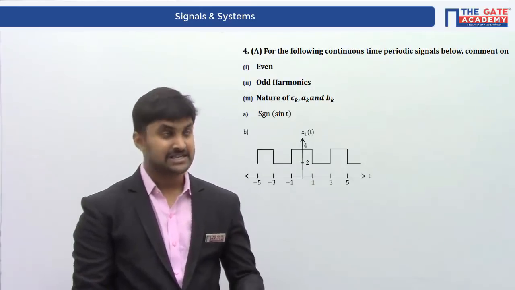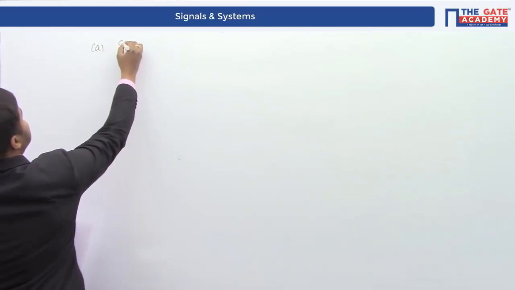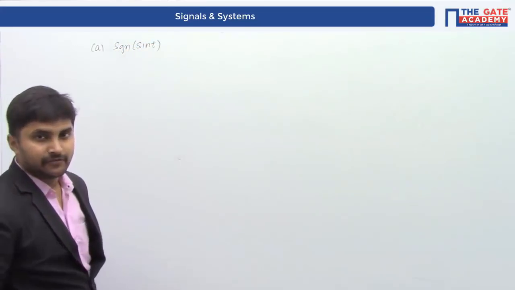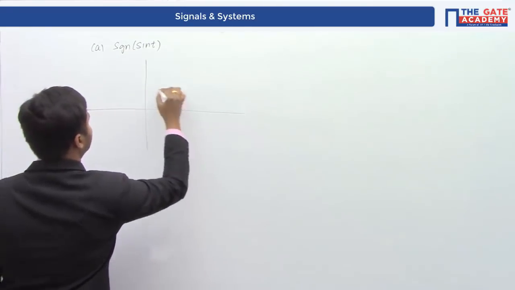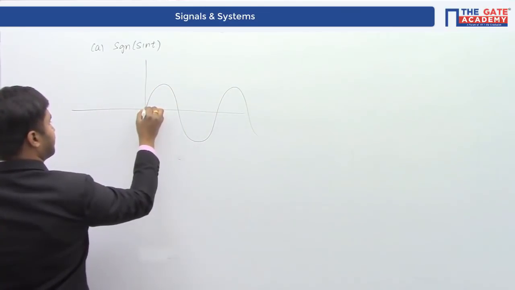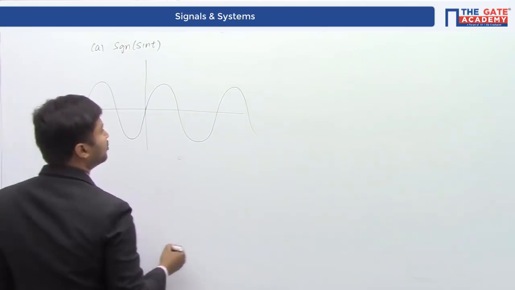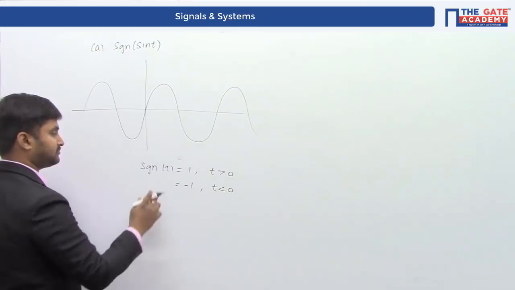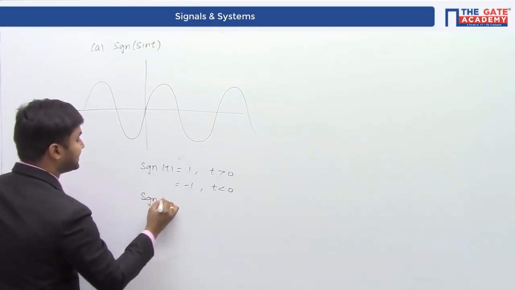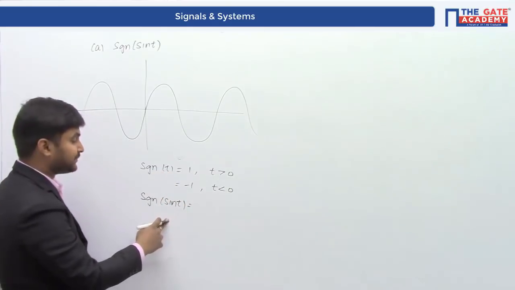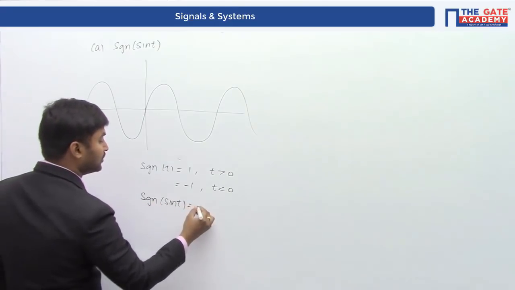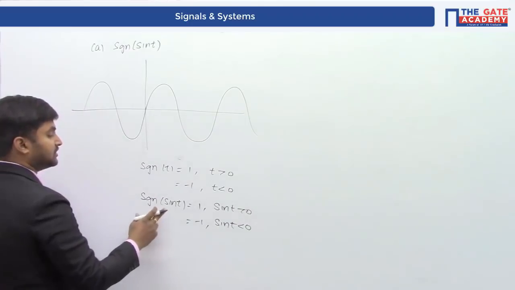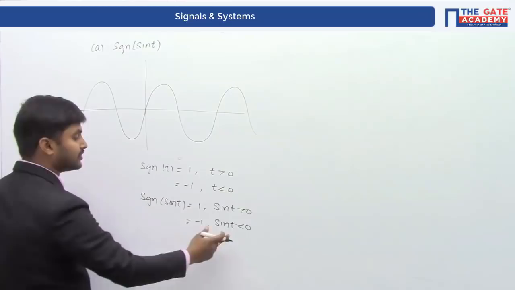The first signal which is given to us is signum of sin t. We know the sin t function. The sin t function is something like this. Signum t we know. Signum t is equal to 1 for t greater than 0 and it is equal to minus 1 for t less than 0. This is nothing but the signum function. Now when we talk about signum of sin t, in the place of t we are going to keep sin t. So signum of sin t is equal to 1 for sin t greater than 0 and it is equal to minus 1 for sin t less than 0.